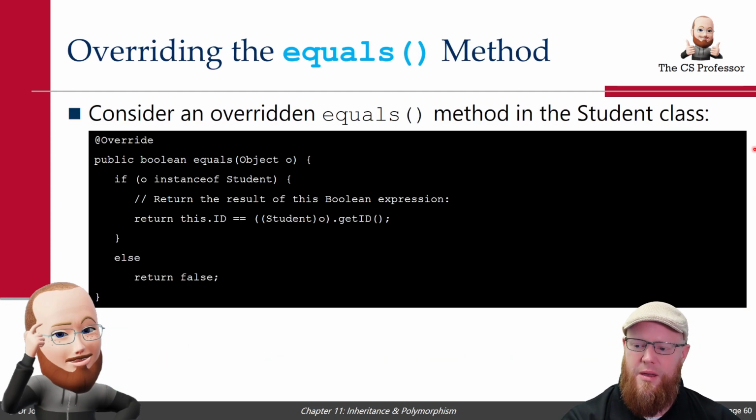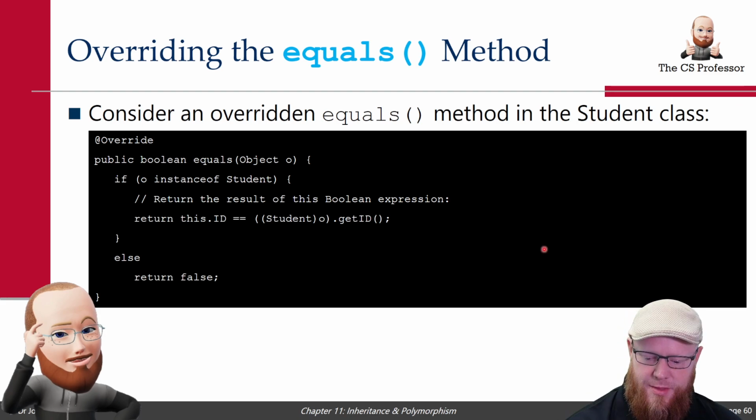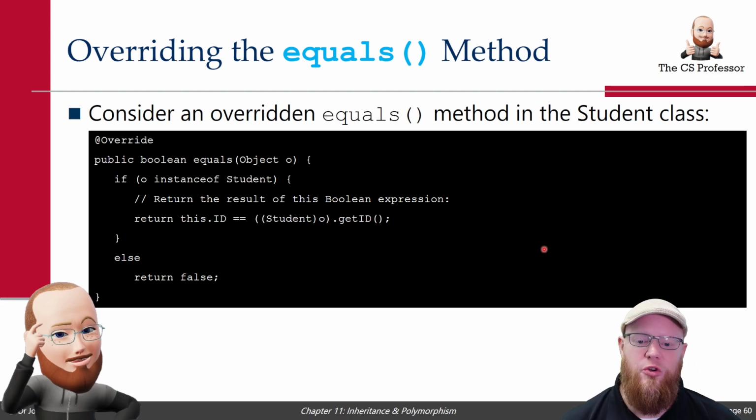So what if we imagine we have the same program with students and with employees or other subclasses, and we want to know, do two students, are they the same? Not are their addresses the same, but is the contents, for example, of those two student objects the same? So as just one example, here is how we would override that equals method in the student class.